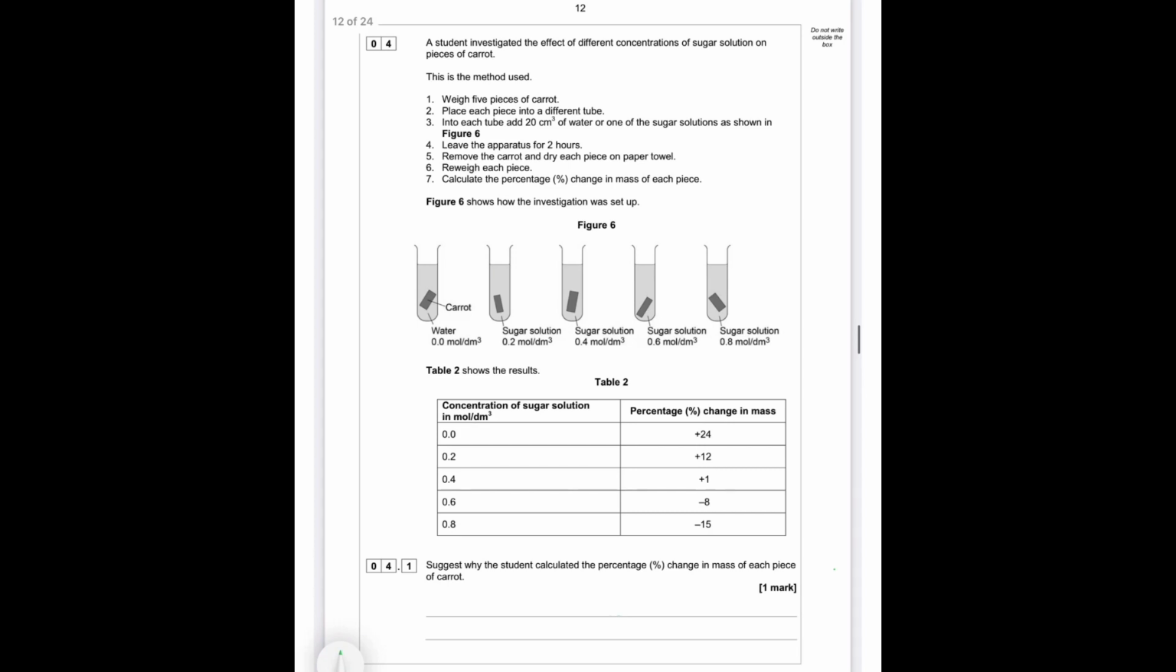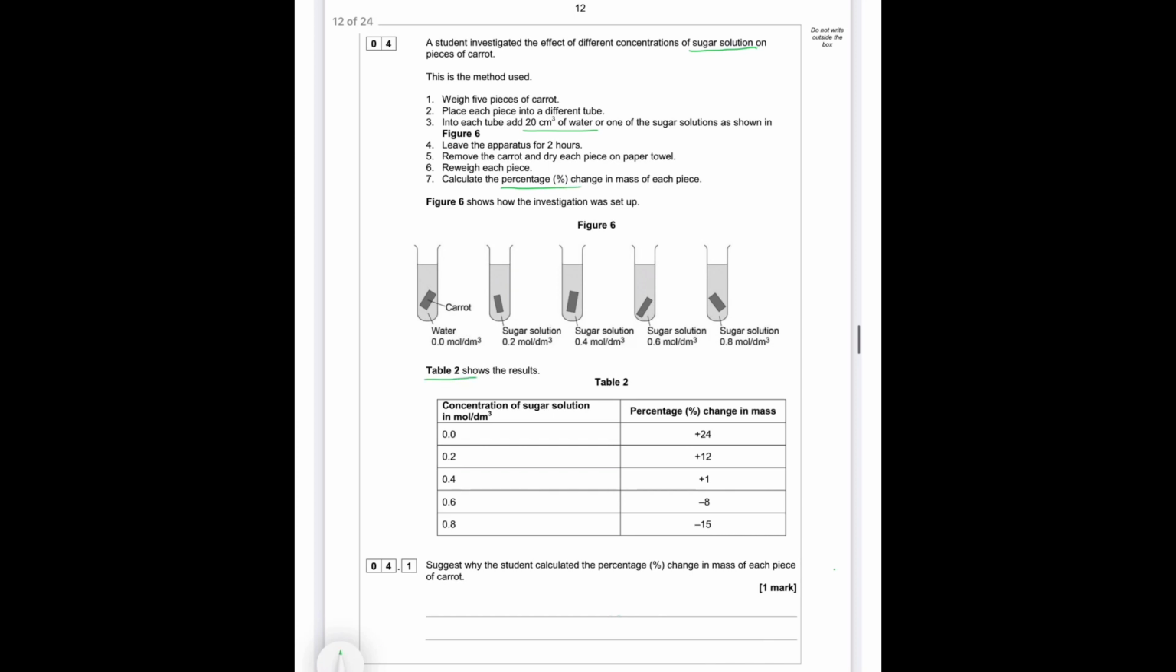A student investigated the effects of different concentrations of sugar solution on pieces of carrot. This is the method used. So they've weighed 5 pieces of carrot. They've placed each piece into a different test tube. Into each test tube, they've added 20 centimetres of water or the sugar solution that's shown in figure 6. They've left it for 2 hours. They've removed the carrots and dried them with a paper towel. They've reweighed the carrots and then they've calculated the percentage change in mass of each piece of carrot.